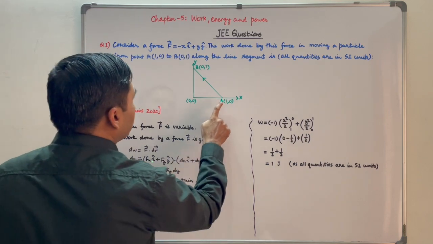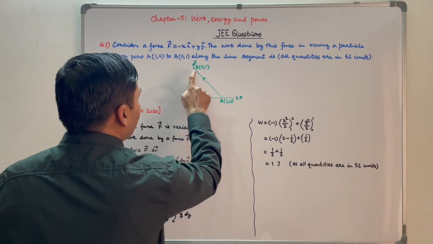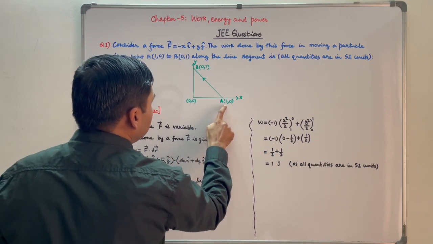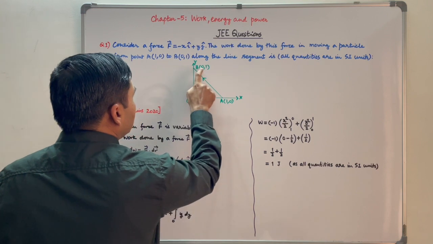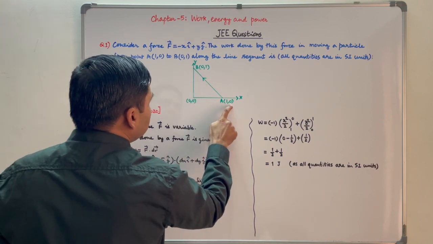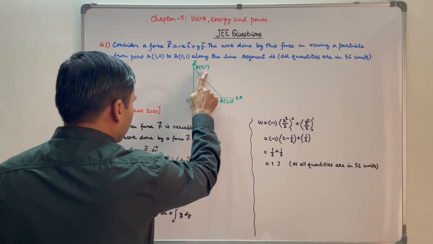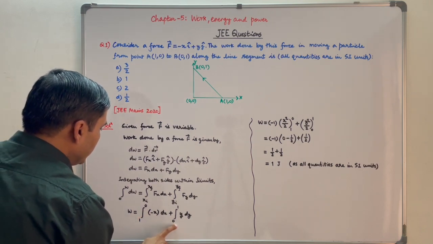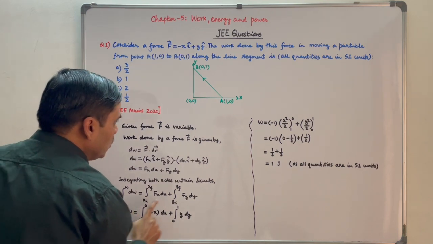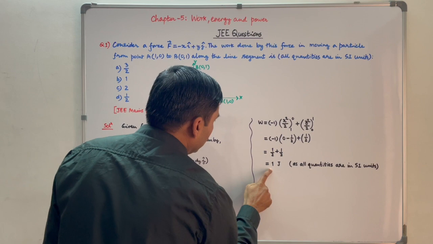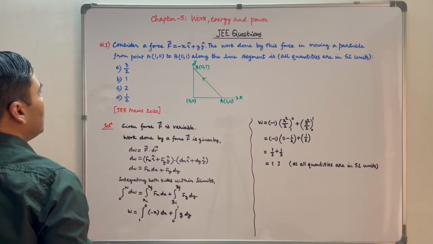It is given that particle is moving from point A to point B. That means x initial is 1, x final is 0, y initial is 0 and y final is 1. Putting lower and upper limits and integrating, we get W is equal to 1 joule. So, correct option is option B.